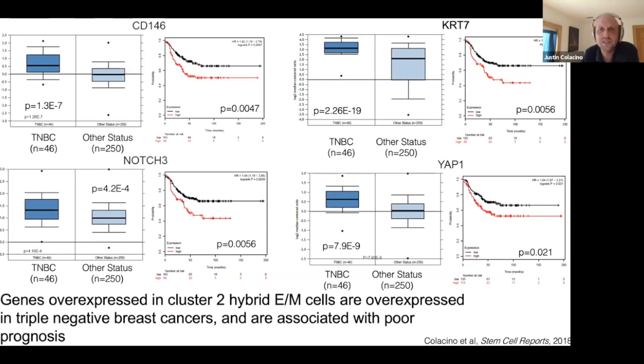And then even within triple negative breast cancers, women that have higher expression of these hybrid EM marker genes have worse overall survival. And so what we're seeing here is that there might be some association between this sort of primitive hybrid epithelial stem cell state and aggressive breast cancers, lending even more credence to this relationship between stemness and cancer, risking aggressive cancers.